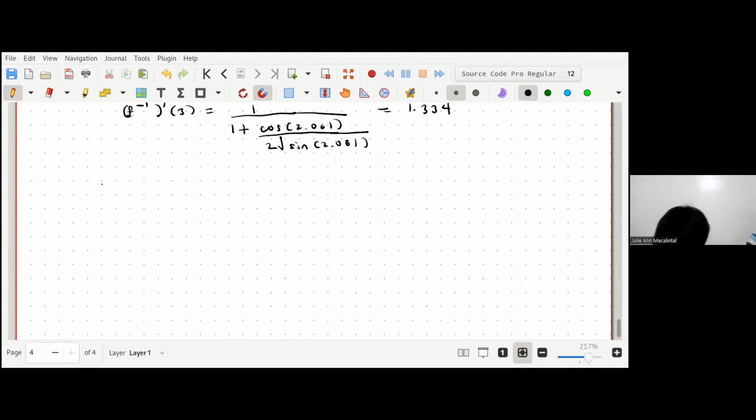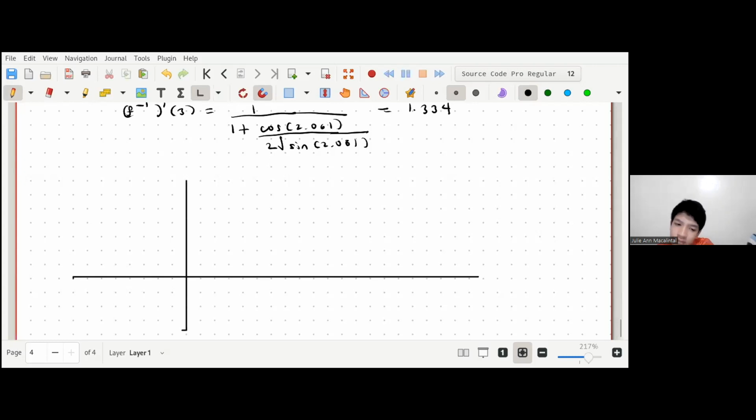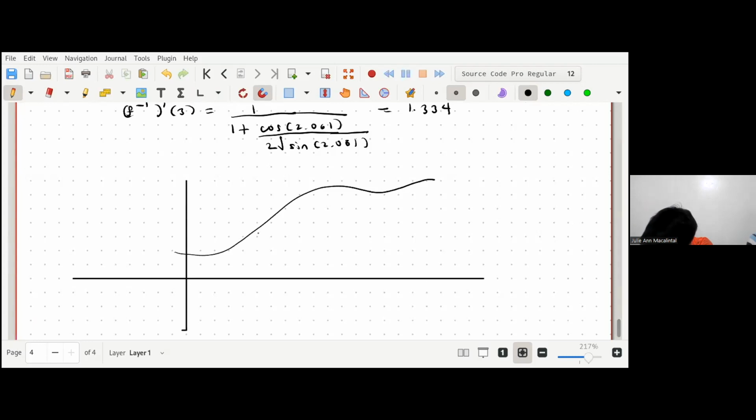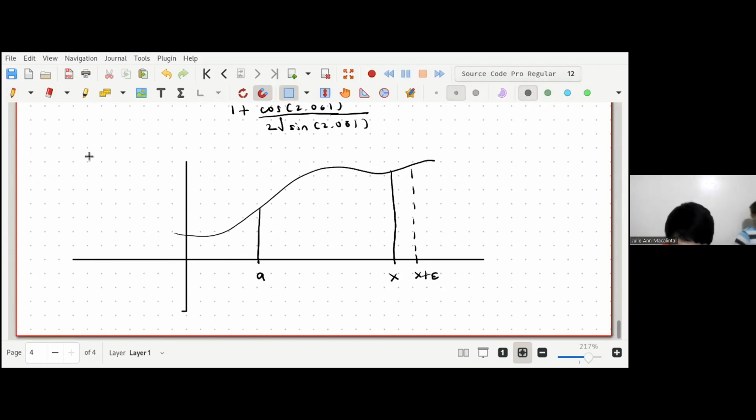So, yung idea ganito. So let's graph. Let's make a graph first. Tapos interpret natin yung derivative ng isang integral. Let's say we're integrating from some constant to x. Ngayon, ito ang x plus epsilon. Teka, let's copy this.